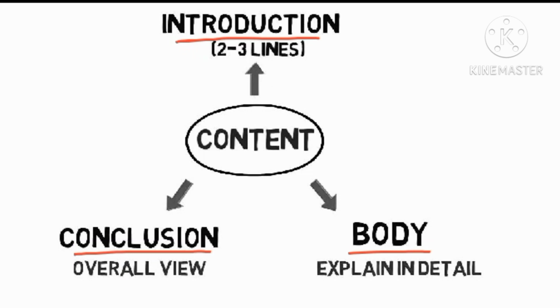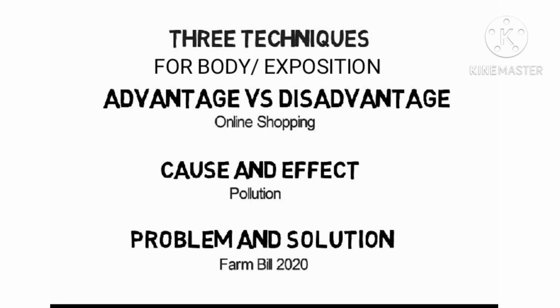The second part of the content is the body or the exposition. The body of the article should contain some facts, figures, arguments, and reflections. It should be developed logically, and a proper link of each detail should be maintained. Let us look at the three techniques we can use to write the body or the exposition of an article.